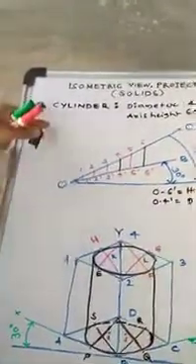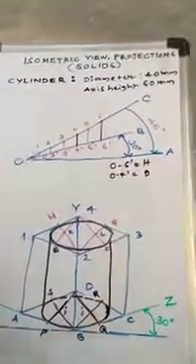So that is the isometric projection of a cylinder. Thank you.